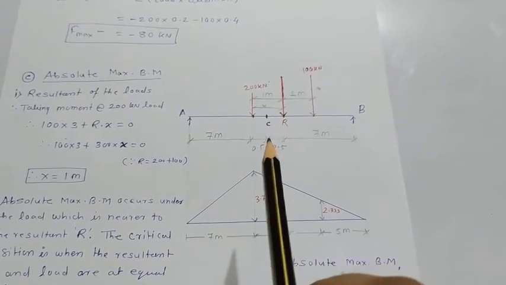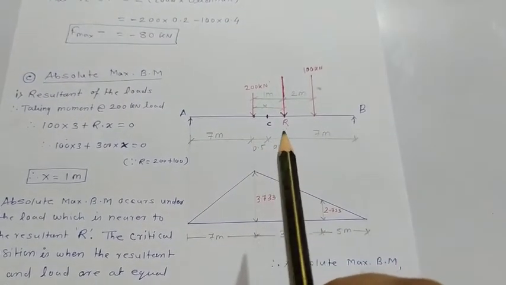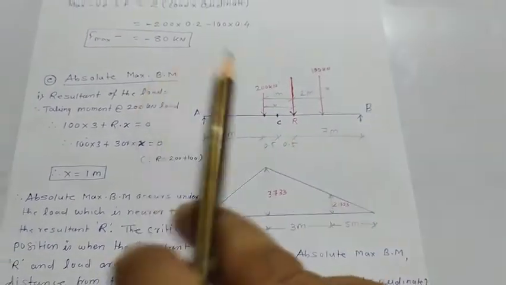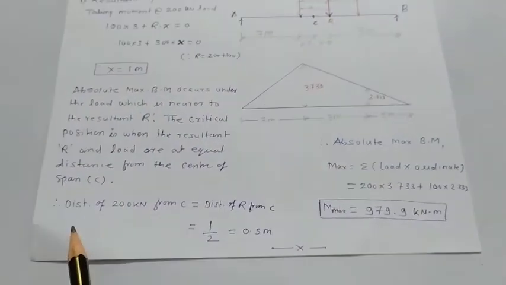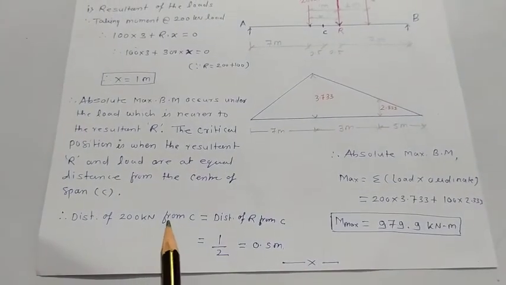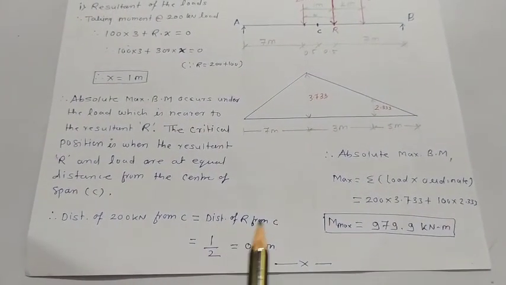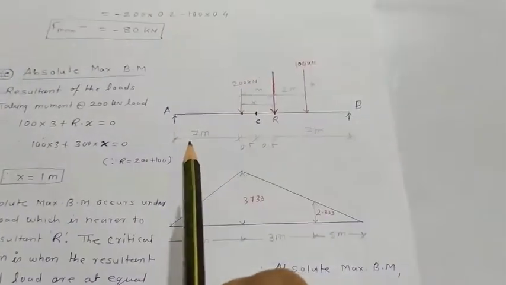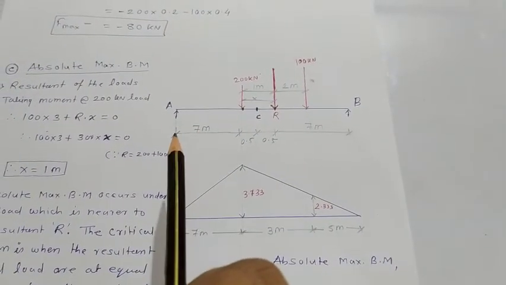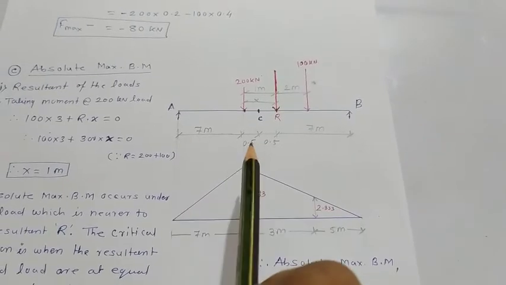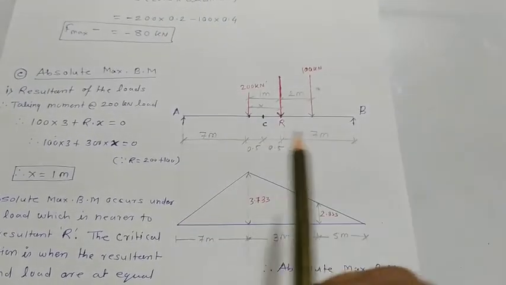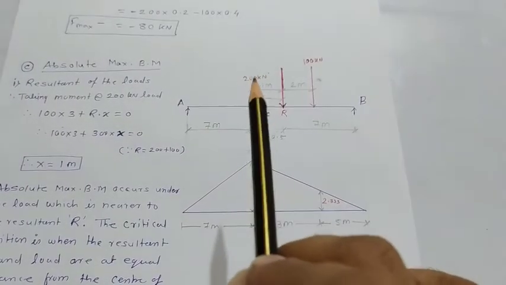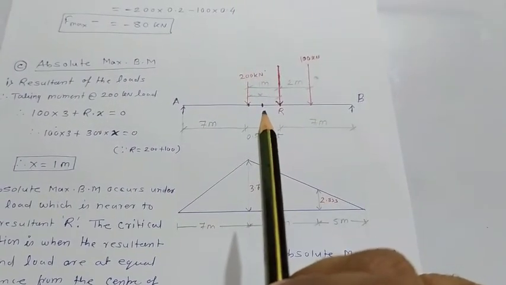If you divide 1 by 2, it will be 0.5. This is the position of the absolute maximum bending moment. So the distance of the 200 kilonewton load from C is equal to the distance of R from C, which is 1 by 2, 0.5. This is the half span, 7.5, as our total span is 15 meters. From this position we can calculate the absolute maximum bending moment.